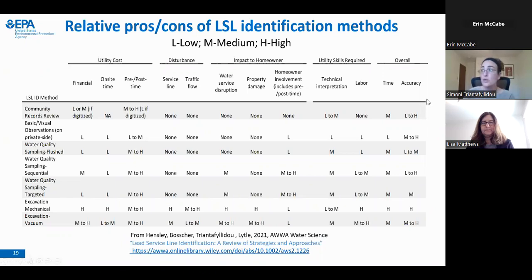This table was created with feedback from drinking water utilities, and it might be possible that other drinking water utilities using some of the same tools might have had different experiences also.